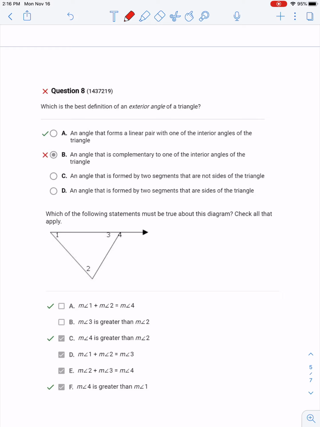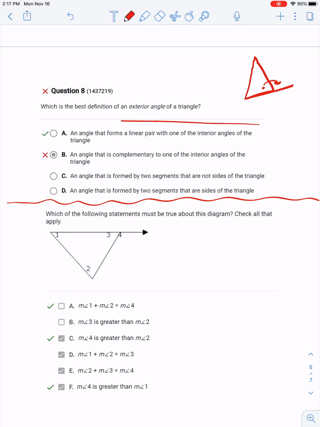All right, which is the best definition of an exterior angle of a triangle? So that's kind of what we've been talking through. The first one says an angle that forms a linear pair with one of the interior angles of a triangle. That's exactly what I've been talking about. Sorry, these are two different questions here. I didn't realize they were so close together. So if we have a triangle, and this is one of the angles on the inside, this is an exterior angle. It is a linear pair with one of the angles of a triangle.